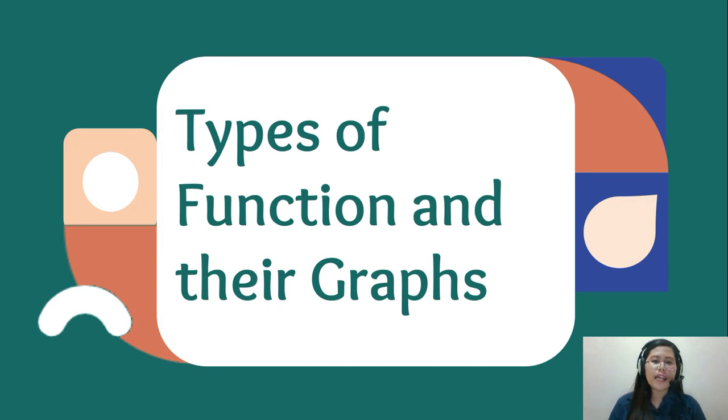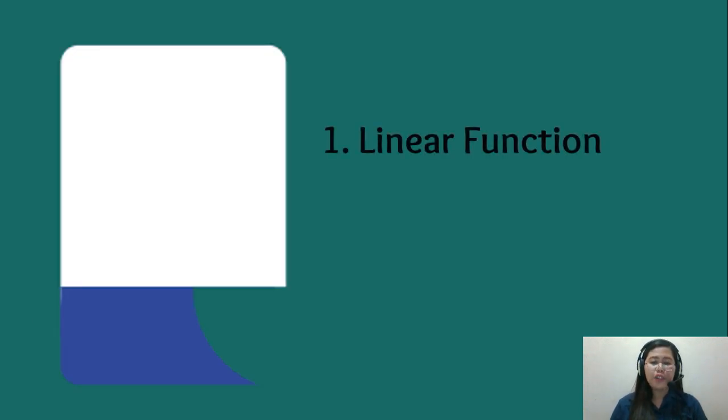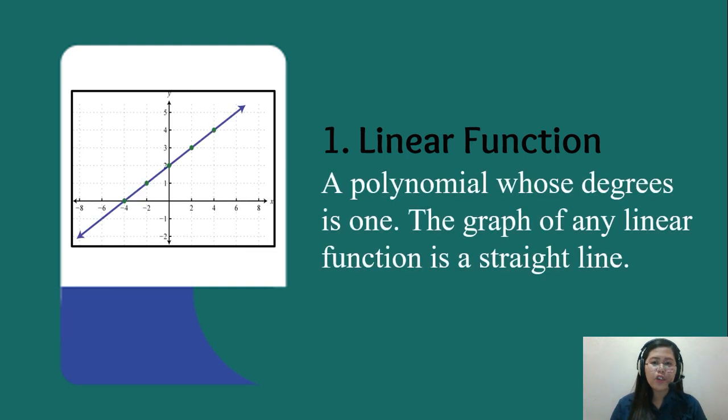Okay, now let's discuss the types of functions and their graphs. So ito po ay mga definitions of terms lamang. Okay po? First one, we have a linear function. So when we say a linear function, a polynomial whose degree is 1. Okay, ang degree daw po ni linear ay 1. The graph of a linear function is a straight line. So always remember, pag linear, degree niya ay 1, and then ang graph niya ay straight line.